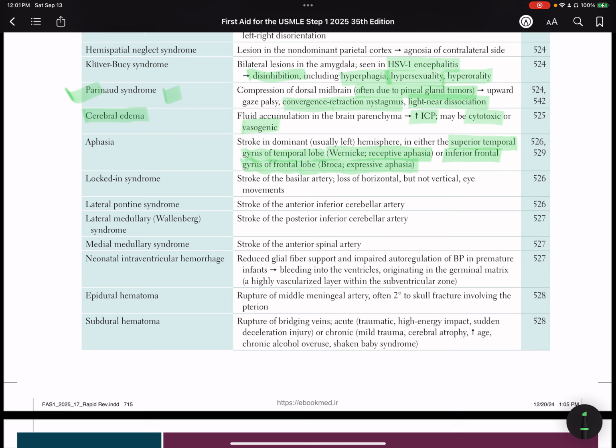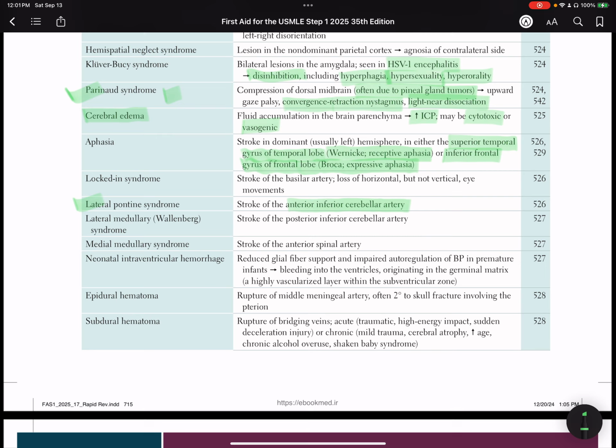Next condition is locked-in syndrome. Locked-in syndrome is stroke of the basilar artery, with loss of horizontal but not vertical eye movement. What is lateral pontine syndrome? Lateral pontine syndrome, stroke of the anterior inferior cerebellar artery.